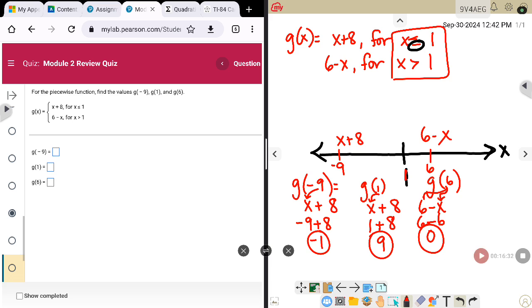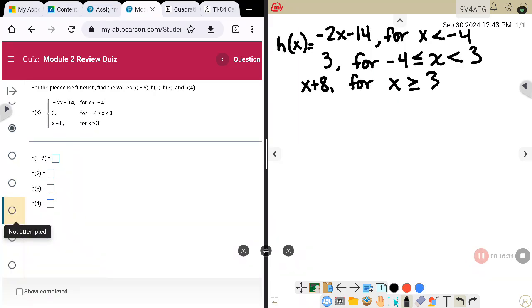All right, this next problem is another piecewise function. Our function is h of x equals -2x minus 14 for when x is less than -4. It's 3 for -4 less than or equal to x, which is less than 3, and it's x plus 8 for when x is greater than or equal to 3.